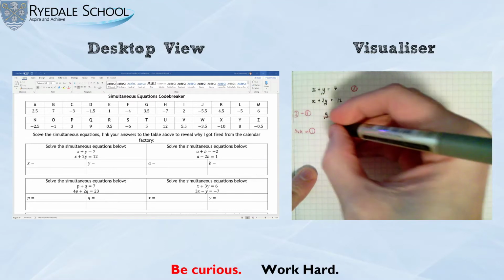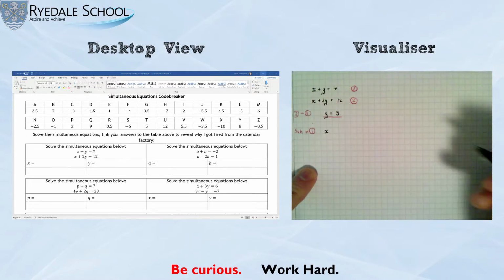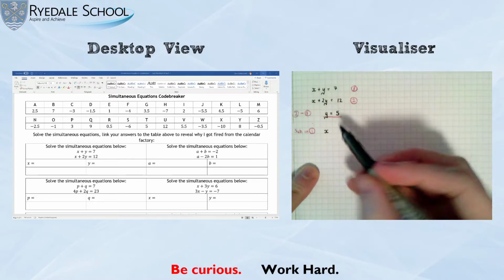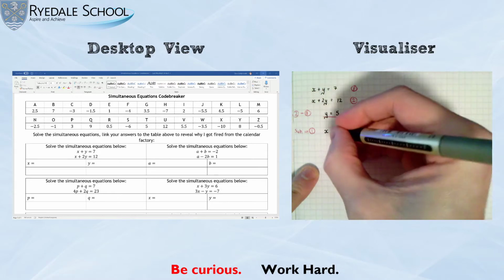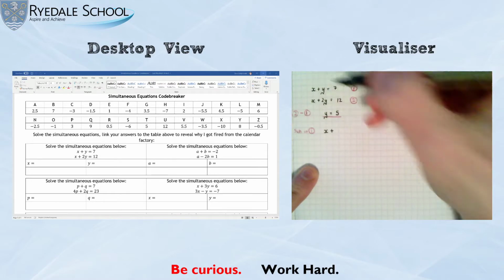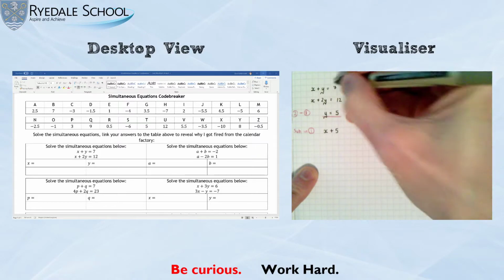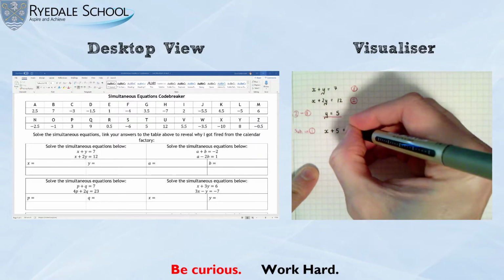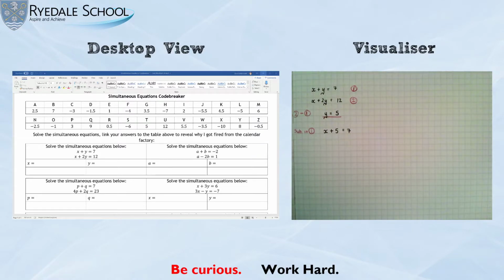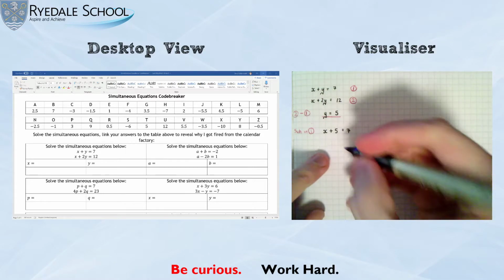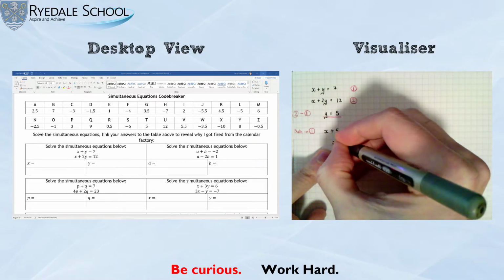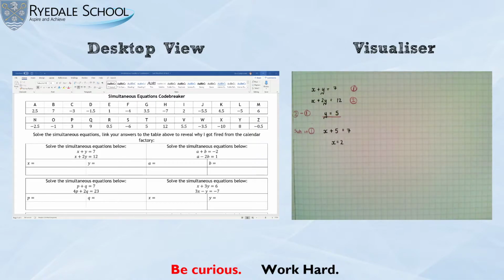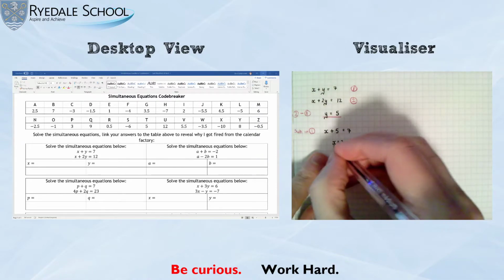Okay, so I'm going to do the substitution into this top equation. I don't know what x is, so I'm going to write x plus y. Well, I do now know what y is. y is 5. So instead of writing plus y, I'm going to put plus 5, and that has to equal 7. And from there, I've got a very, very straightforward linear equation, and you can probably tell me what value x has to be. If I subtract 5 from both sides, x has to be 2.